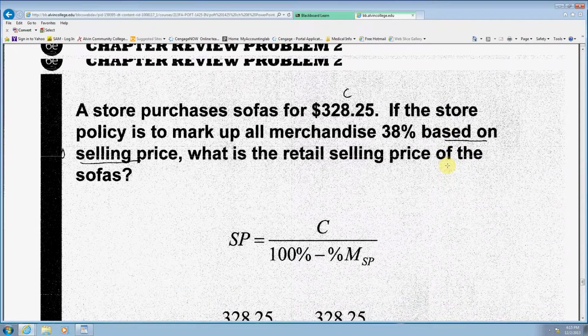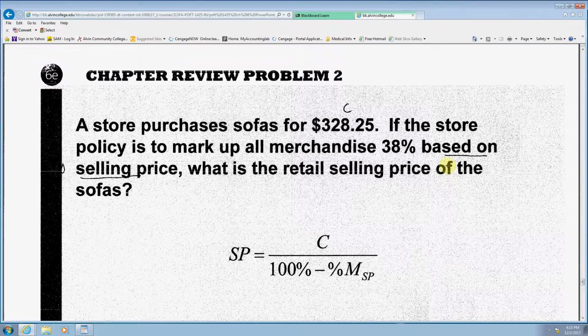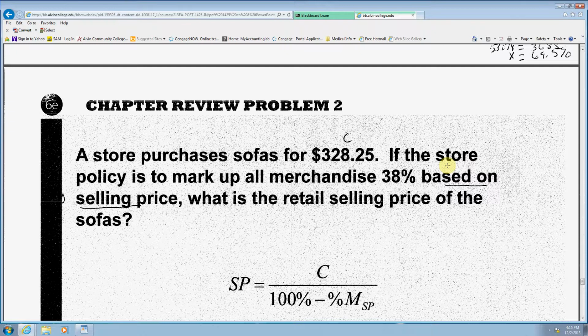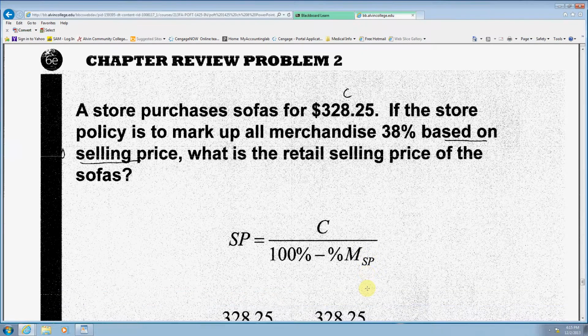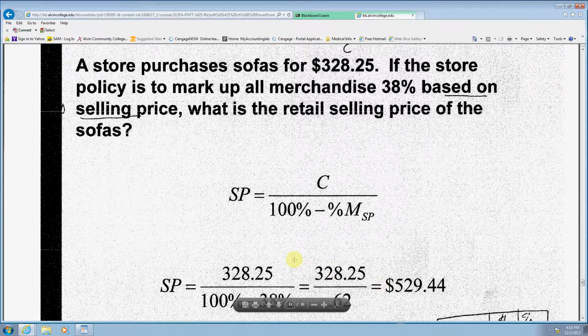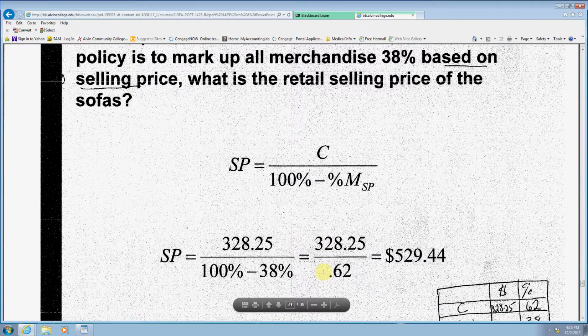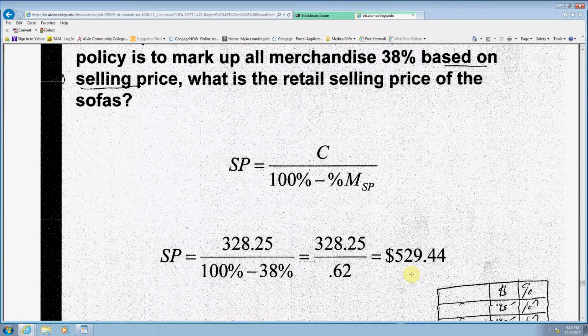A store purchases sofas for $328.25. If the store policy is to mark up all merchandise 38% based on selling price, what is the retailing selling price of the sofas? So its selling price is cost over 100% minus the percent markup on sales price, based on sales price. So we have the cost of $328.25. 100% minus 38% would be 0.62 based on selling price. It would be $529.44 would be the retail selling price.